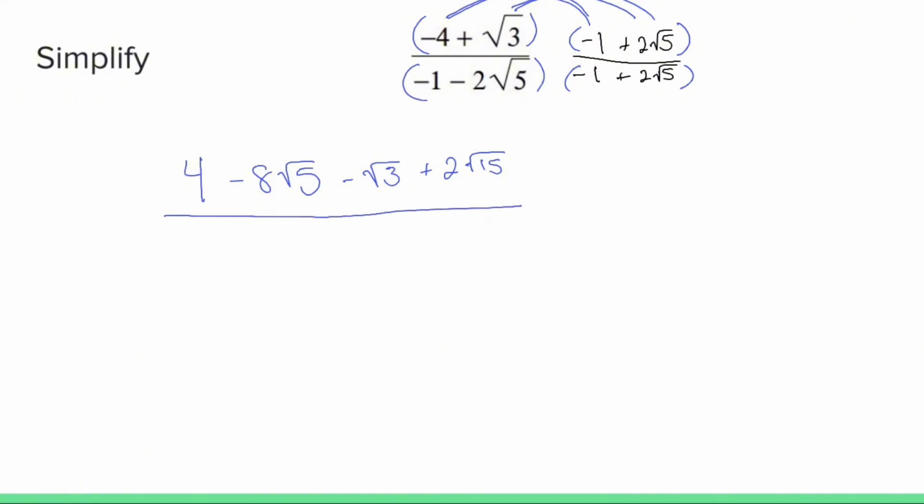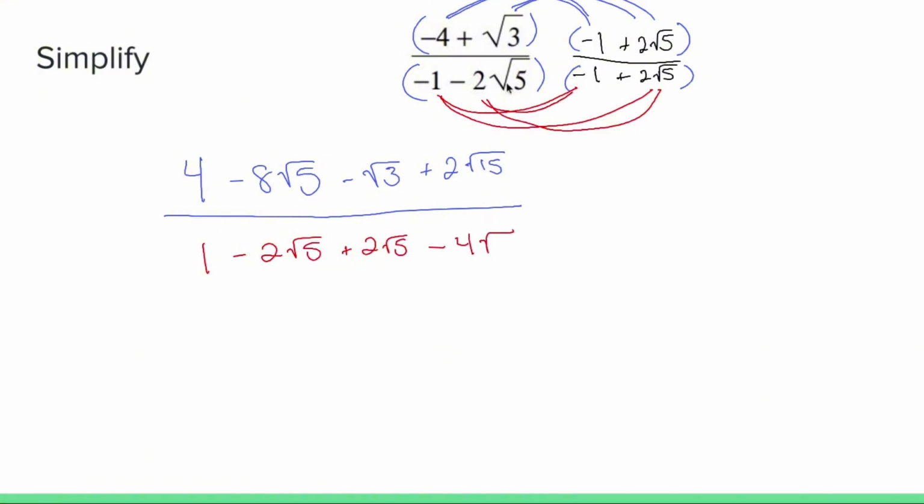But wait. Down here, I have -1 times -1, which is 1. I have -1 times a positive 2 root 5, which is -2 root 5. I have -2 root 5 times -1, which is positive 2 root 5. And I have -2 root 5 times positive 2 root 5, which is going to be -2 times 2 is -4. And then root 5 times root 5 is root 25.